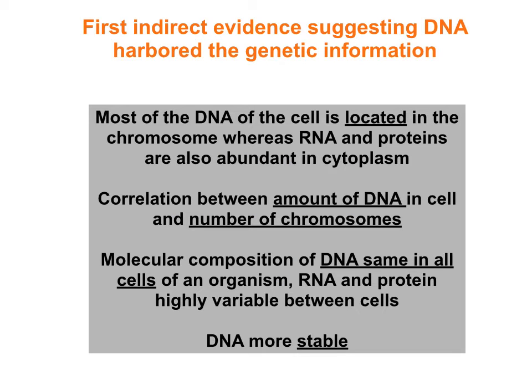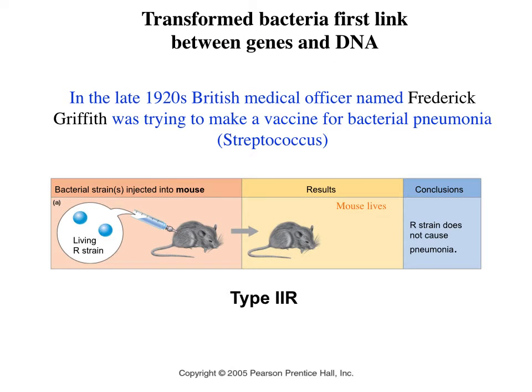Early indirect evidence suggested DNA was the material we were looking for. One of the first experiments to link DNA to genes was done by a British medical officer named Frederick Griffith. He was doing these experiments in the 1920s, and there was a lot of interest in vaccines at the time.